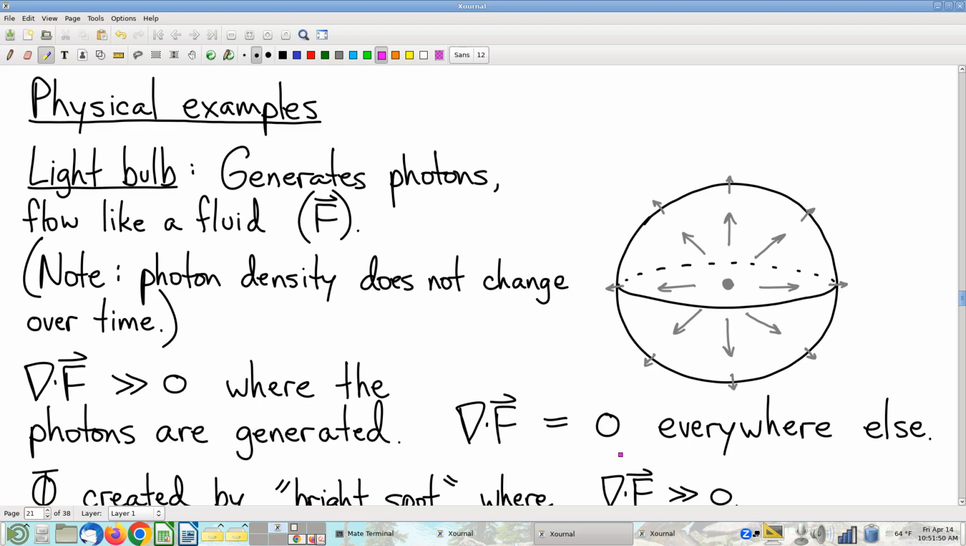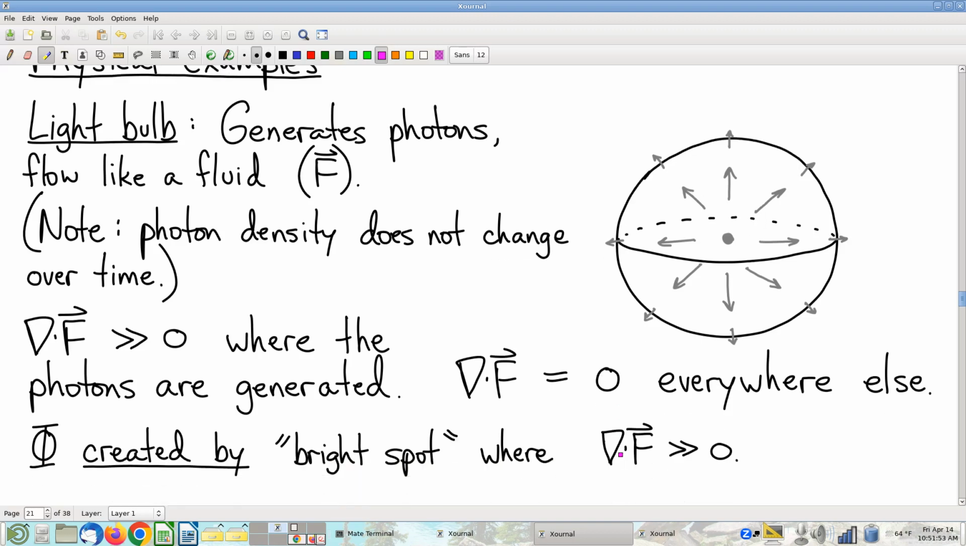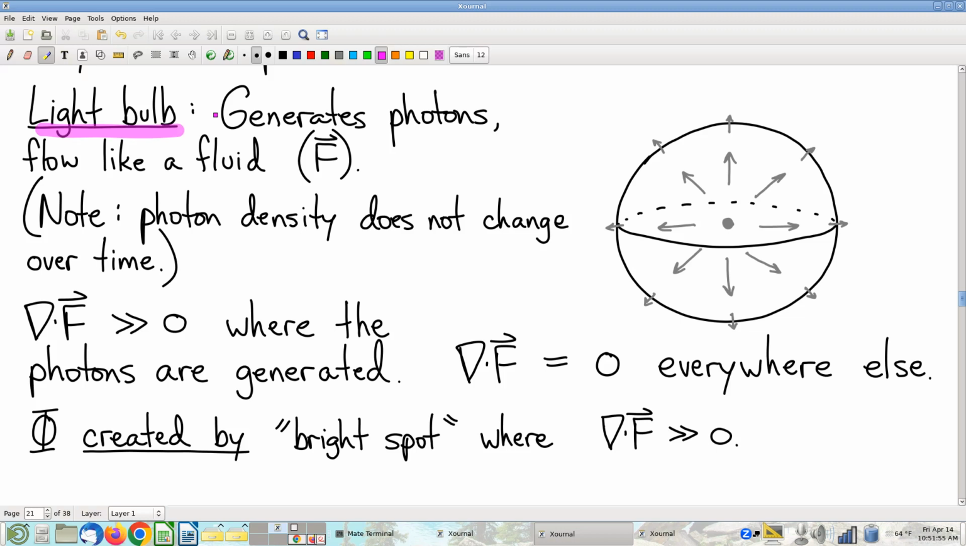Okay, so let's talk about one. I claim that a light bulb is a wonderful example of Gauss's divergence theorem in play. So, what do light bulbs do? Light bulbs, and by the way, let me make my light bulb over here. There it is. There's my little light bulb hotspot. That's where the filament is, or the LED, or whatever. Right? What does it do? It generates photons. Right? Makes light. That's the name.